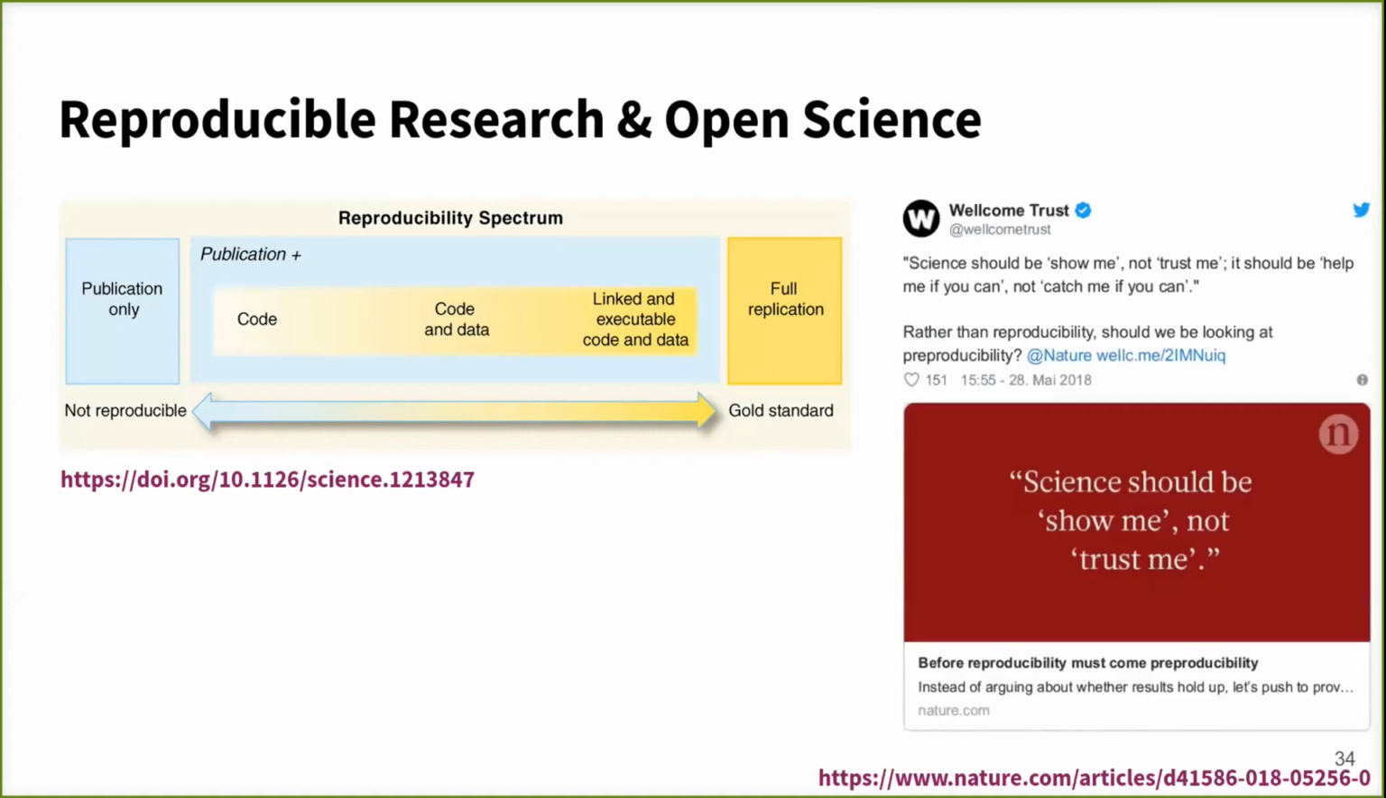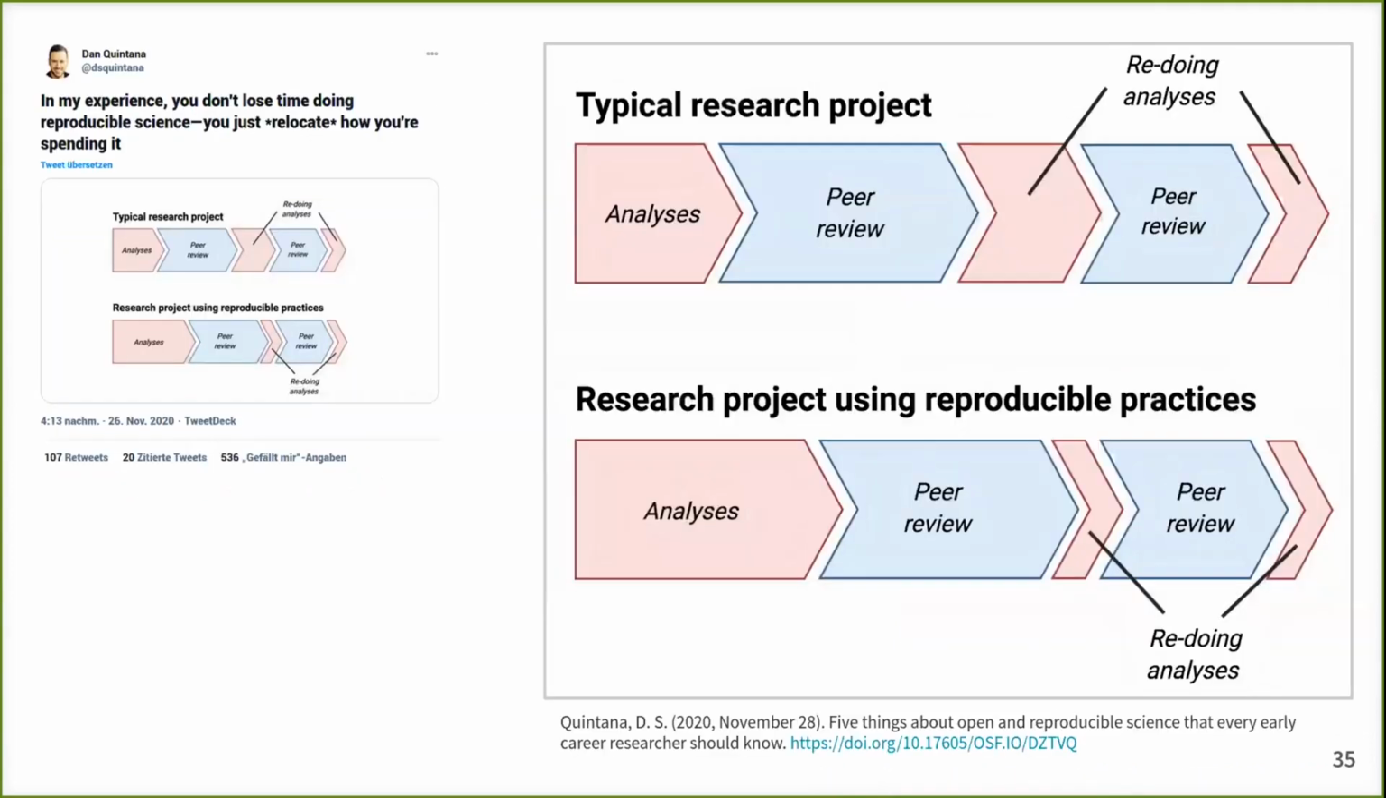Talking about vocabulary, a fun word that somebody created is pre-producibility, because there was this confusion around what is reproducible and what is replicable. Philip Stark created an alternative. It's a very short article that's worth reading, because it's not only a word, it's also an attitude. The attitude was summarized in this tweet that I screenshotted. The quote from the paper is, "Science should be show me, not trust me." And it continues, "It should be help me if you can, not catch me if you can." If we would all work more with reproducibility as our goal and as our mindset, that would certainly help.